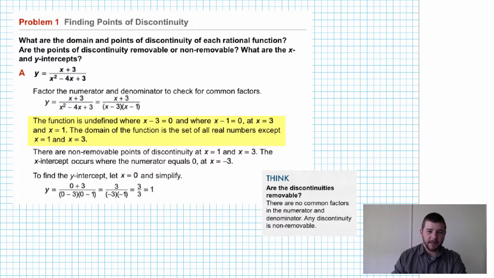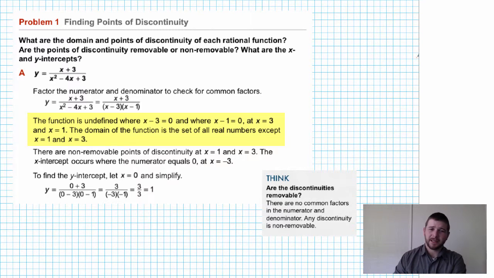So the function is undefined where x minus 3 equals 0, right? Because if x minus 3 equals 0, who cares what x minus 1 equals, because 0 times x minus 1 is going to equal 0. And anywhere where the other binomial in our denominator, x minus 1, equals 0. So these two values are 3 and 1. When x equals 3, our function is undefined, because that would lead to a 0 denominator. And where x equals 1, our function is undefined. Again, 0 denominator. The domain of the function is the set of all real numbers except x equals 1 and x equals 3.